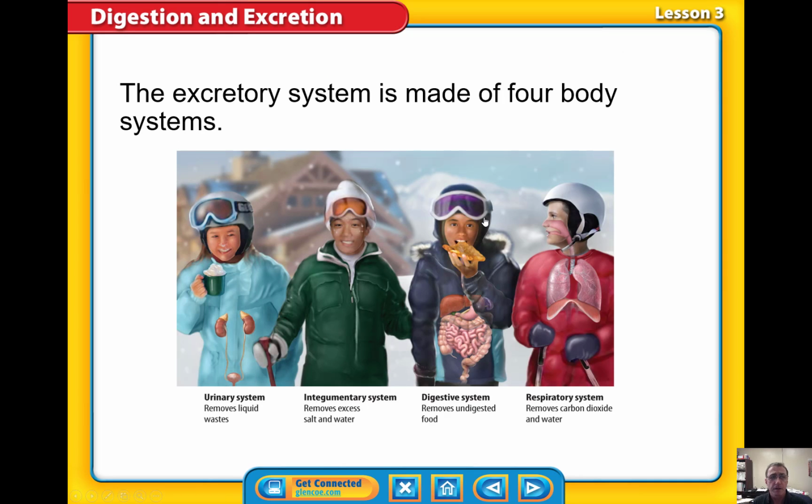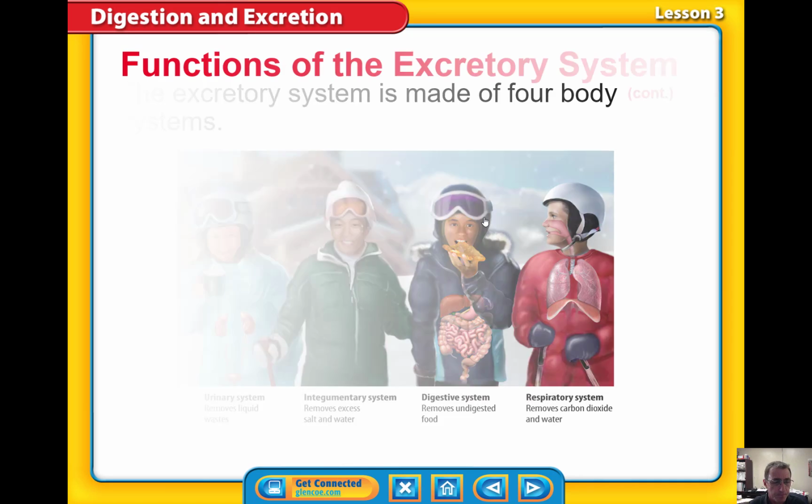All right, so the excretory system is made up of four other subsystems. So we have the urinary system, which we're going to talk about a lot here. We've already talked about the integumentary system, the digestive system, just in the previous lesson, and the respiratory system is another component of the larger excretory system, and we'll be talking about that shortly.